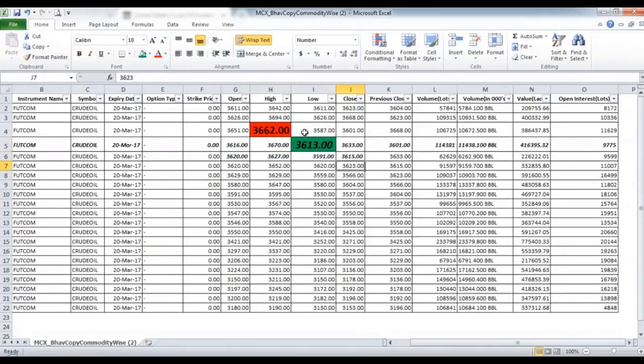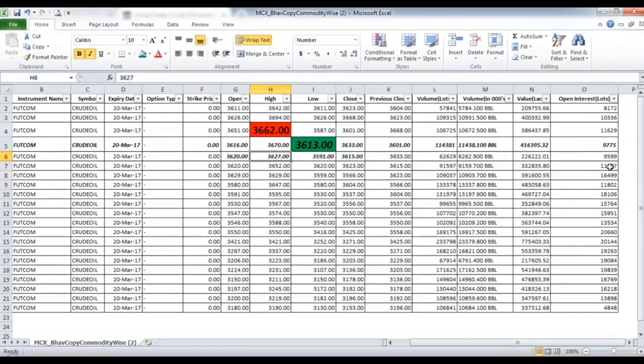The next day, let's see, wherever it is opening, whatever it is doing, it is closing above this, right? Okay. Now let's see on this day, did it go above this level? And did it close above 3627? No, sir. It came back down, right?